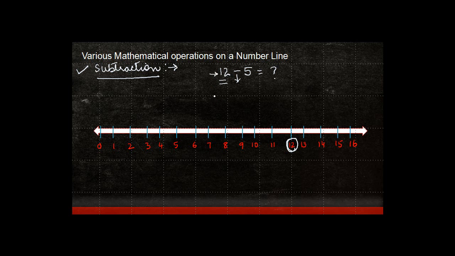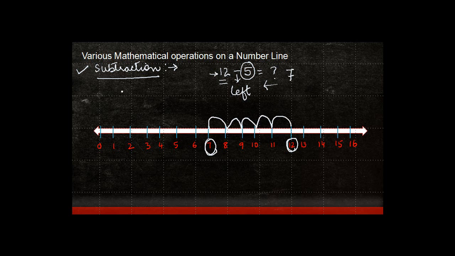And in the previous video, if the answer is to the left of 12, what does that mean? It means it has to lie on the left side. So I will move 5 times to the left, or jump 5 times to the left. 1, 2, 3, 4, 5. And the place where I reach is actually the answer. So 12 minus 5 is equal to 7.